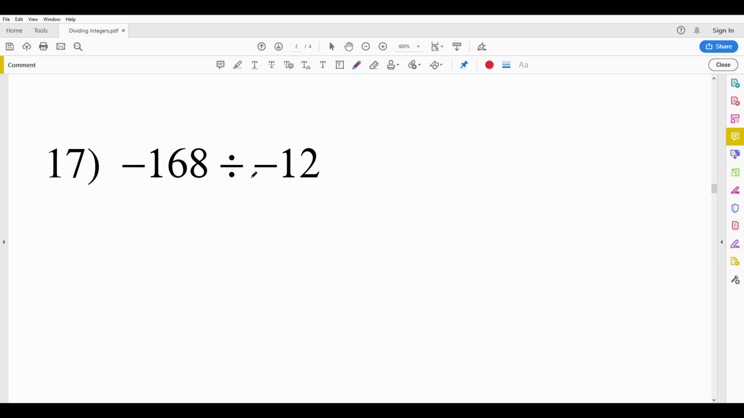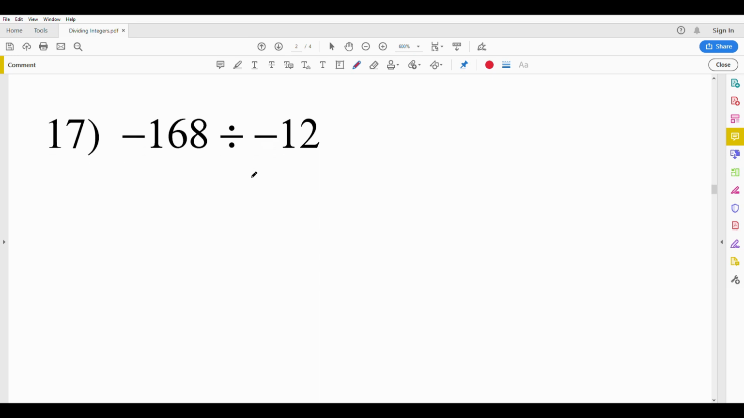In number 17, we have negative 168 divided by negative 12. A negative divided by a negative, we know, is a positive. So our solution is going to be positive. We just have to figure out how many times 12 goes into 168. I know that 12 times 12 is 144. And if I add 2 more 12s to that, I'll get to 168.